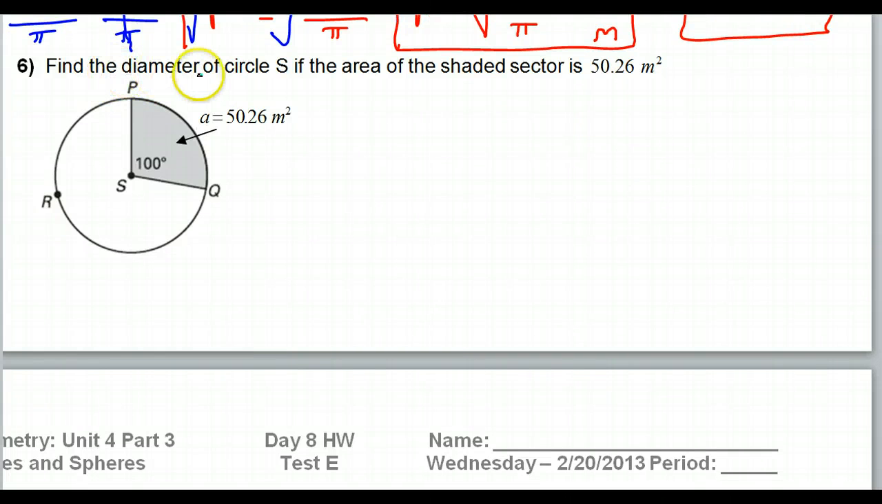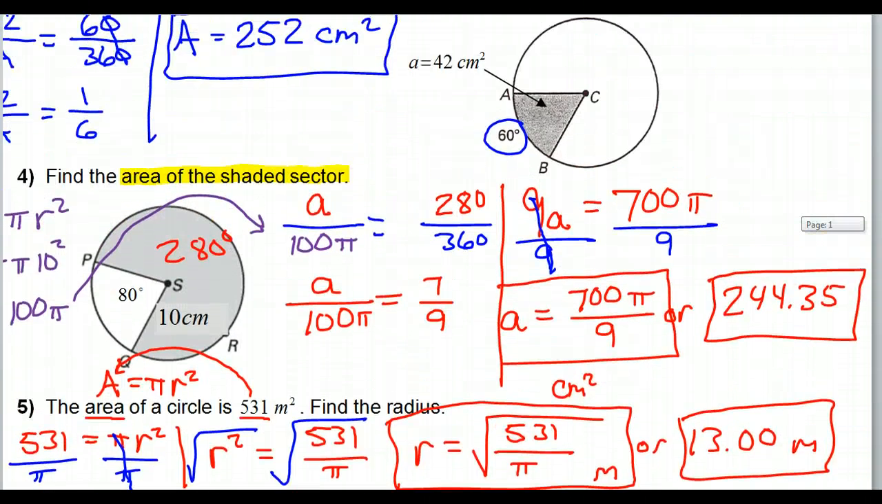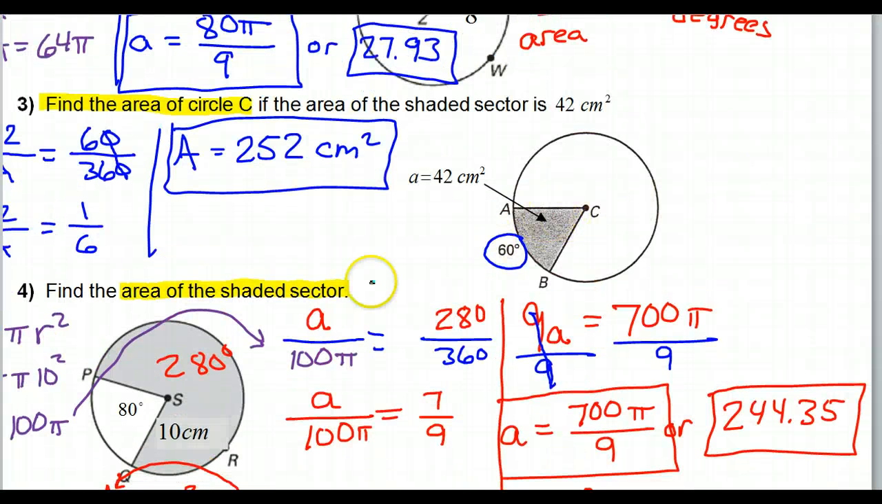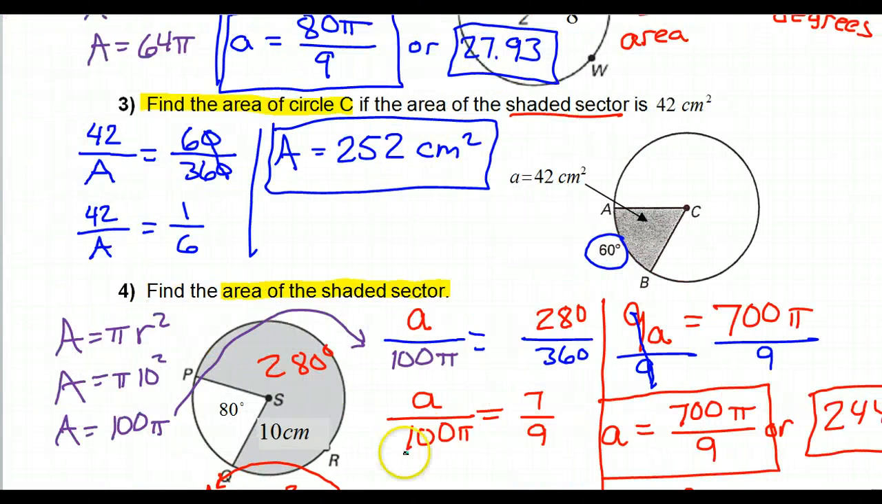Find the diameter of circle S if the area of the shaded sector is 50.26. So, look, if I give you something, substitute it in. Wait, no, I guess we can't do that because there's no formula for the area of the shaded sector. What I meant to say was, just like on these problems up here, we just did 2 problems that involved a shaded sector. What do I do as soon as I see a shaded sector? I immediately realize it's going to be part over whole equals part over whole.